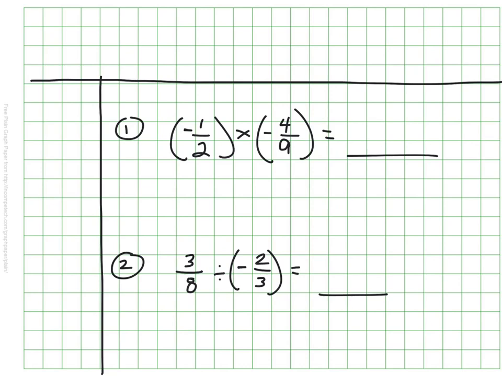Remember that the essential question of this video was, how do we apply rules for integers when we are multiplying and dividing rational numbers? Hopefully this was a good little refresher on multiplying and dividing fractions, and now you can see how we apply those same integer rules to our fractions.